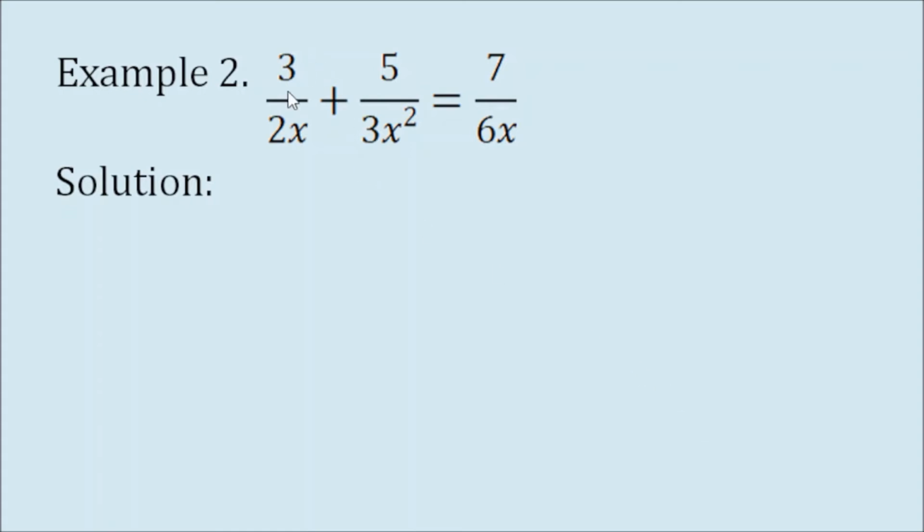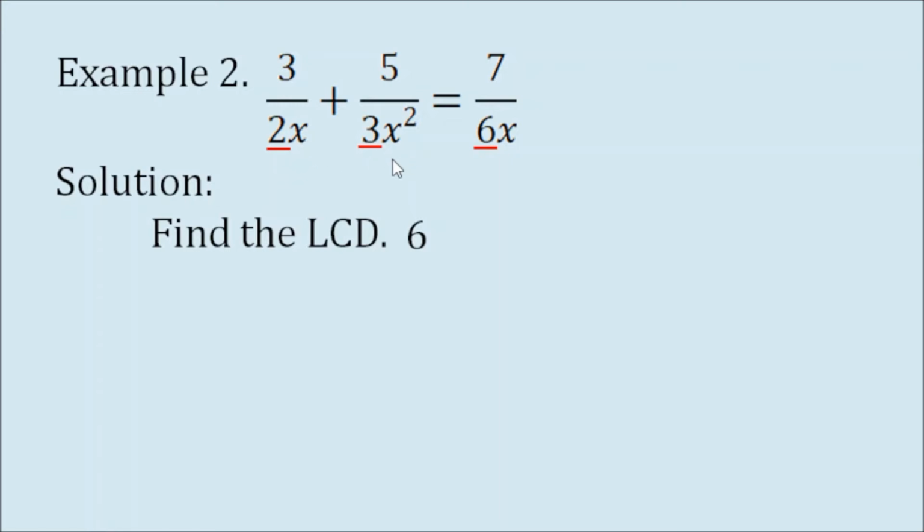So let us solve 3 over 2x plus 5 over 3x squared equals 7 over 6x. Now here we cannot apply cross multiplication method. So if that would be the case, we are going to find the LCD. LCD means least common denominator. So we will focus on our denominators. So between 2, 3, and 6, the LCD is 6.